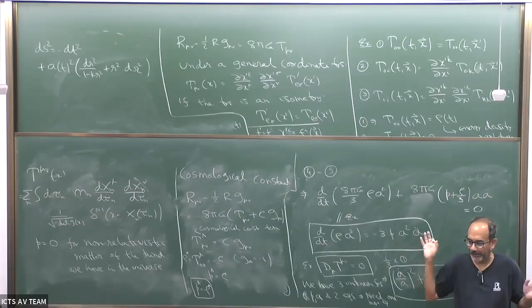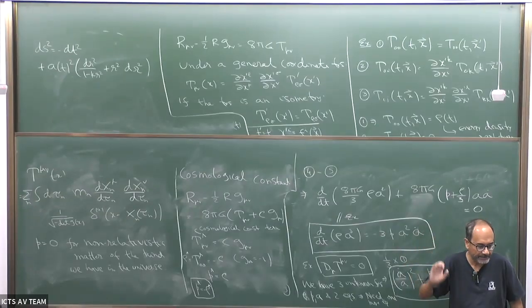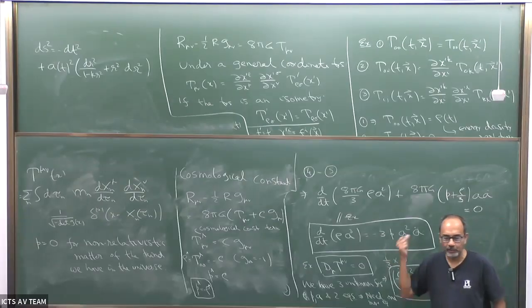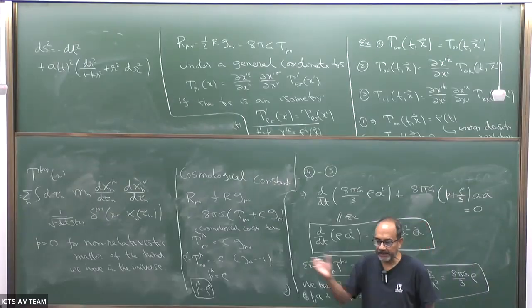The cosmological constant doesn't do anything. The cosmological constant is just a constant. We cannot change lambda to something else. But radiation and matter can exchange energy.